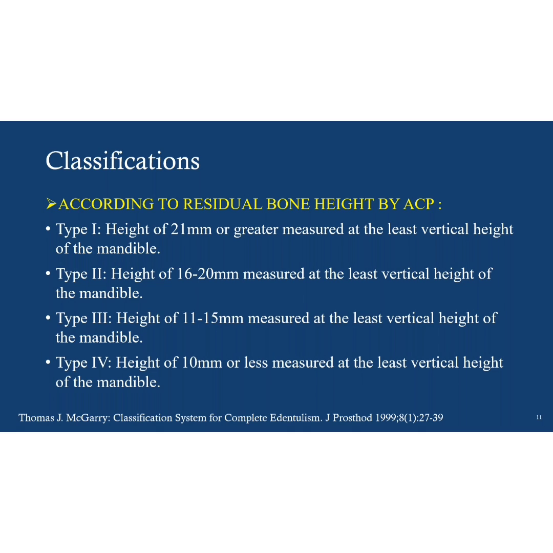According to the residual bone height classification by the American College of Prosthodontics, this was for the mandible. Type 1, height of 21 mm or greater, measured at the least vertical height of the mandible. Type 2 was a height of 16 to 20 mm, measured as the least vertical height of the mandible. Type 3 was 11 to 15 mm, and type 4 was 10 mm or less.